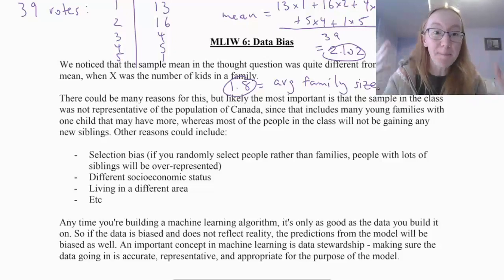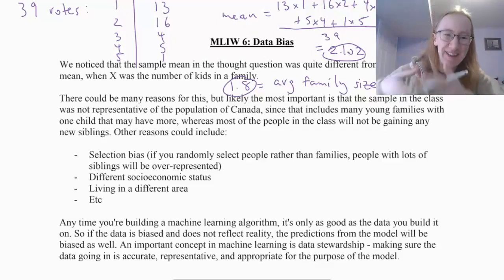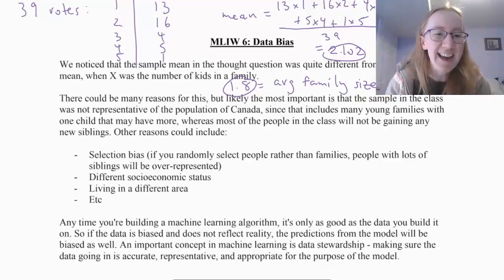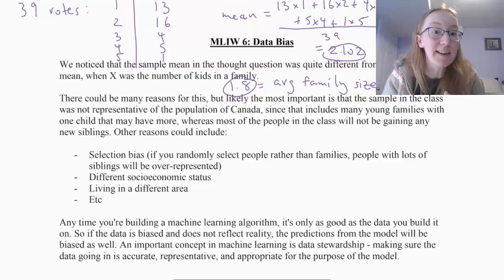So we have a biased sample of people here. We have a sample of adults, adult kids, whatever, you're not kids, you're adults, but I'm talking about your siblings, which is not representative of a randomly selected family within the country. So that, I think, is the biggest difference. But there's lots of other reasons that could be the case.